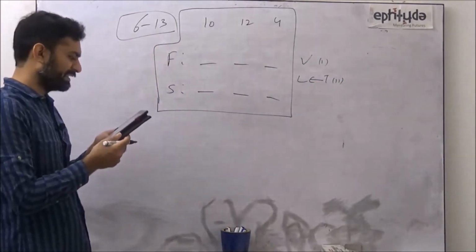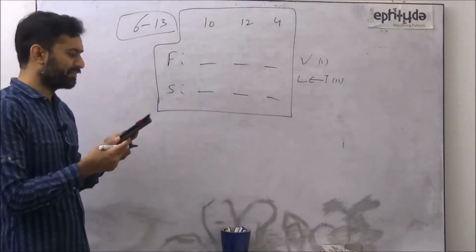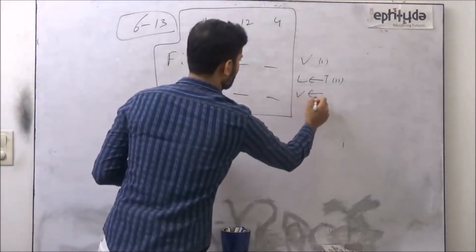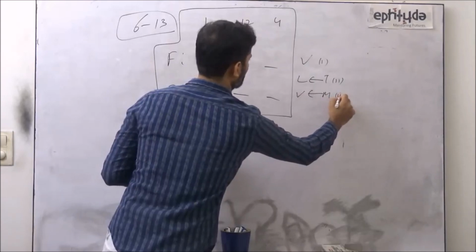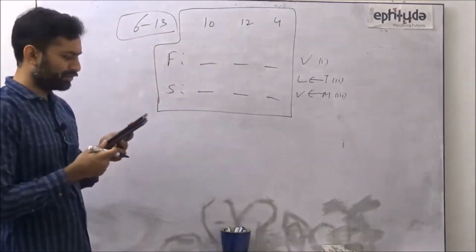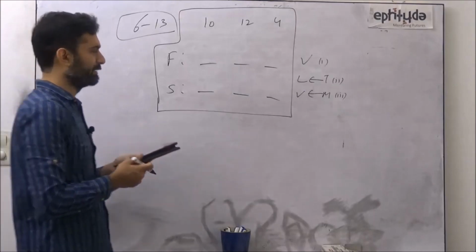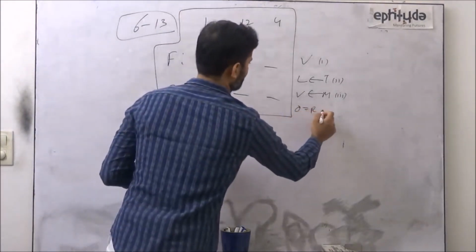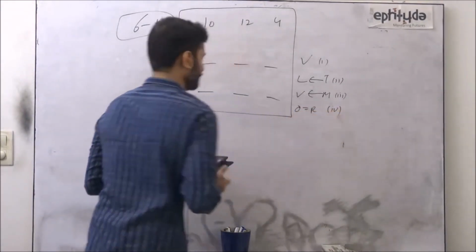Then it says V is delivered sometime before M. This is condition number 3. And O and R are delivered on the same day.